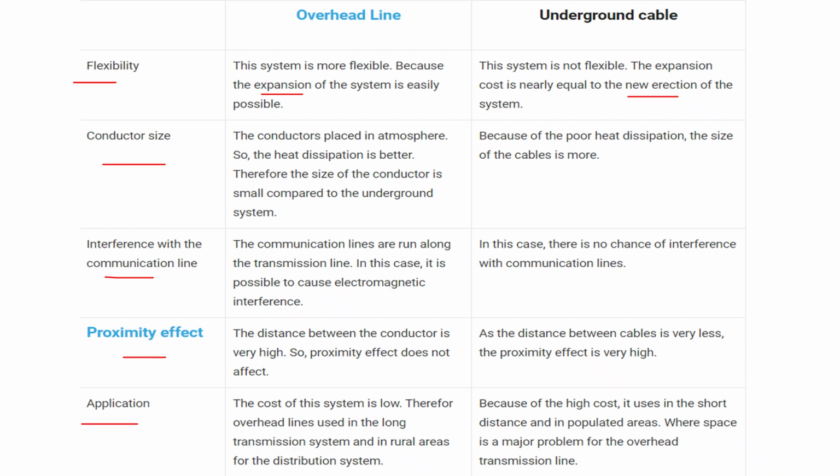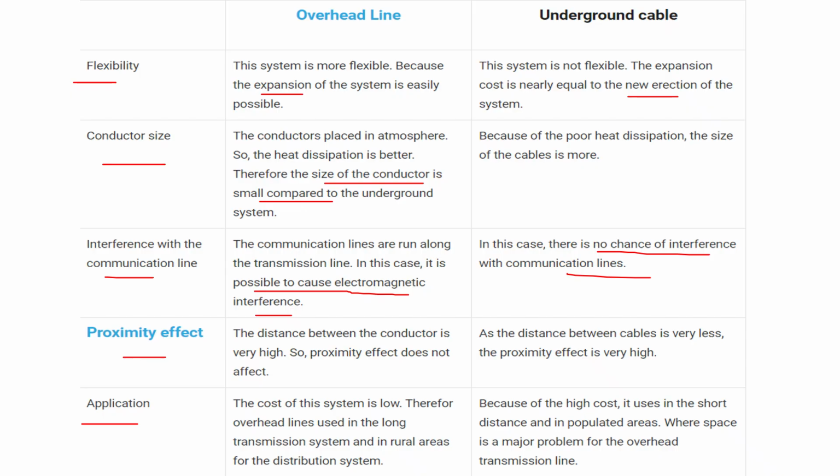Conductor size: the conductors are smaller compared to the underground system. Interference of communication line: in the case of the overhead transmission line, there is a possible cause of electromagnetic interference, but in the underground system there is no chance of interference with the communication line.